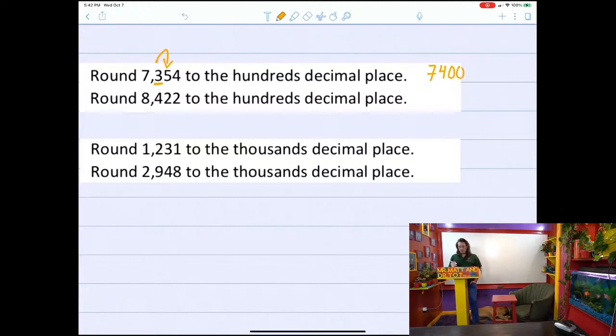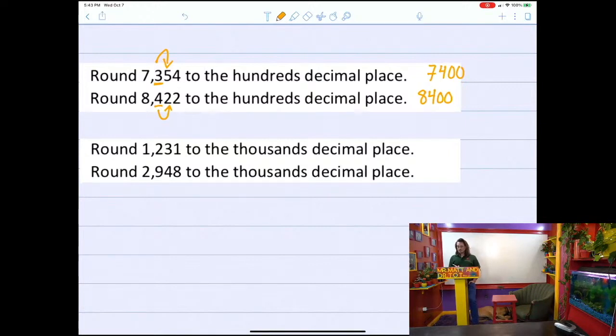For the second question, we're still rounding to the hundredths place, but now when we look to the number directly to the right, it's a 2. It's 4 or less. So this guy is going to stay at 400, so it's going to be 8,400, rounded down.